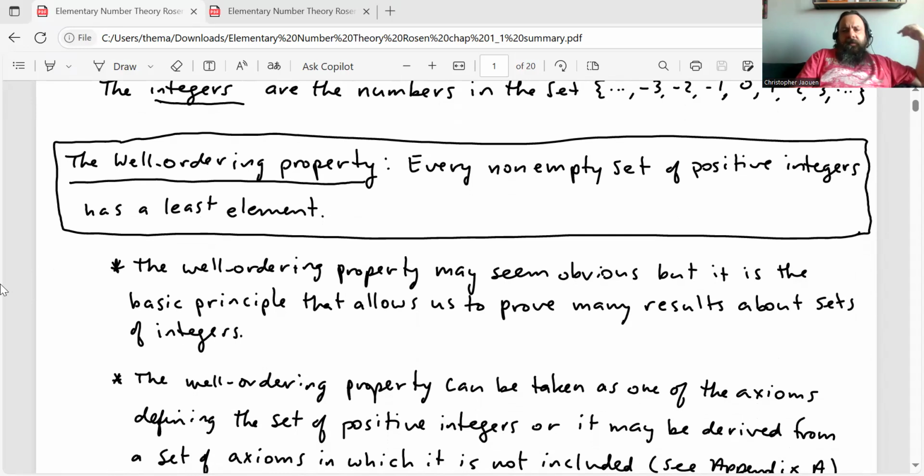I already talked about this in Niven, but again, most number theory books start with this because this property is what you use a lot of the times to prove things about integers. It comes up in mathematical induction, which is actually equivalent to the well ordering property. But anyway, here's what it says. Every non-empty set of positive integers has a least element.